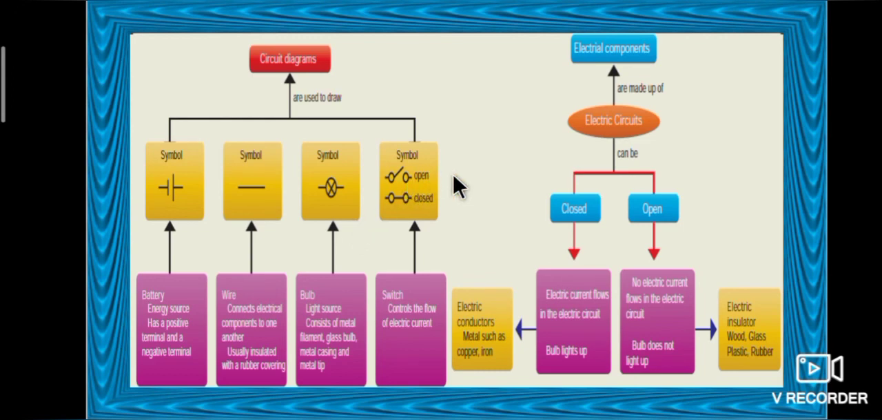Page number 21 explains about circuit symbols. This symbol denotes battery. Battery is an energy source. This symbol denotes wire. Wire connects electrical components to one another. This symbol denotes light source, that is bulb. Bulb consists of metal filament, glass bulb, metal casing and metal tip. This symbol denotes switch open. This symbol denotes switch closed.